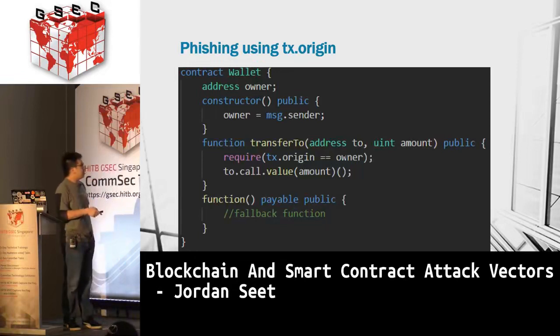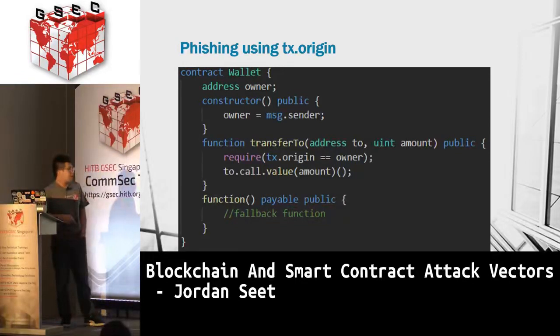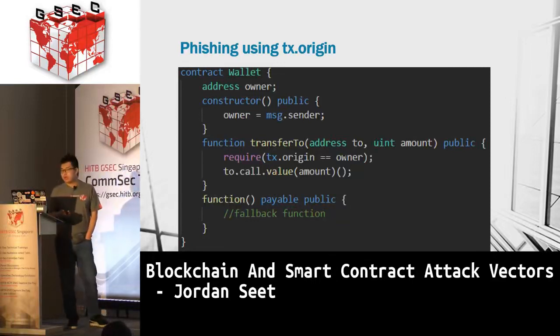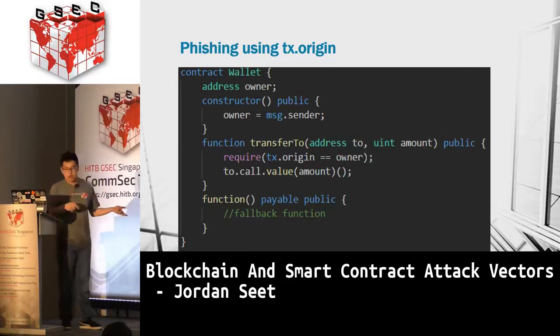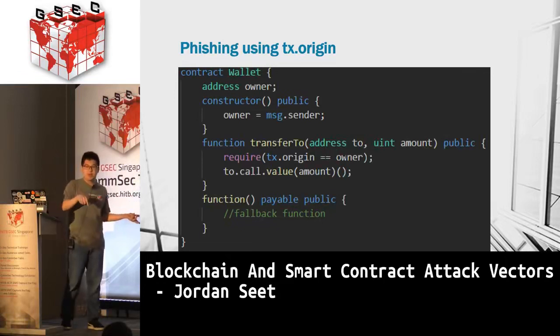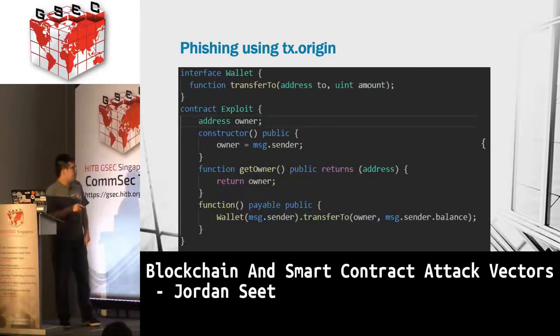What I have here is a wallet. And the problem here is using transaction.origin, because this wallet has a function transferTo. So understanding the nuance of smart contracts is important. When a contract calls another contract, it is the message sender. However, the person who pressed the button in the first place is the transaction owner. So I can write an exploit that basically calls the wallet, I insert the message sender of the wallet, and then I transfer.